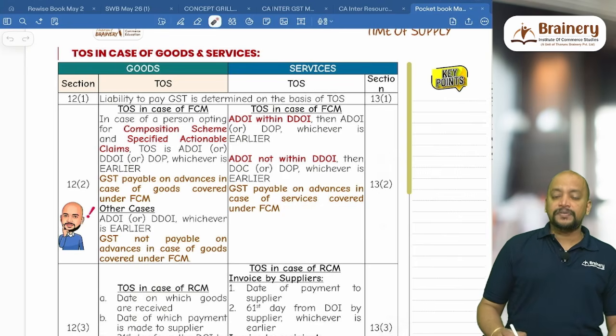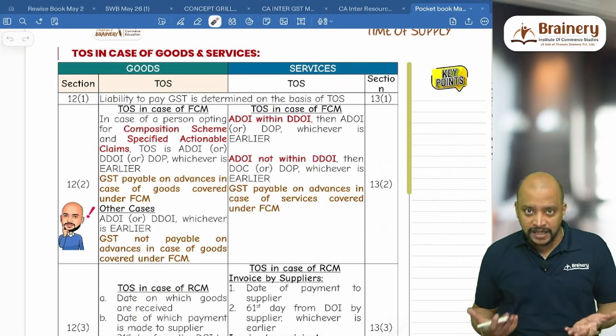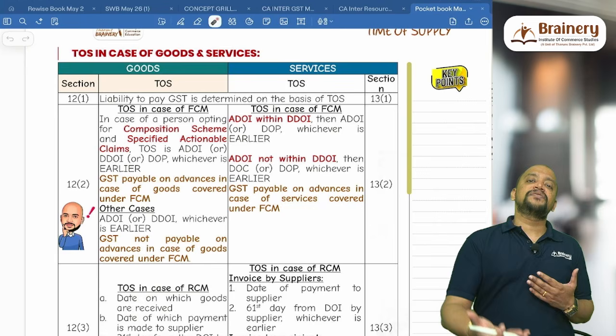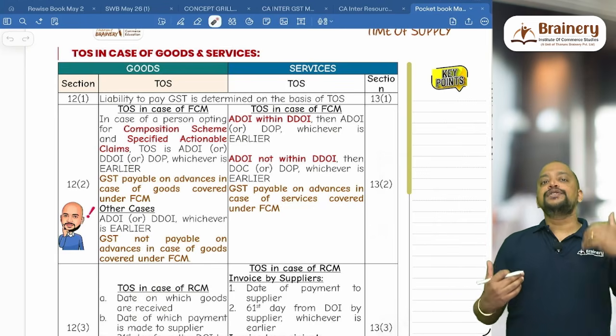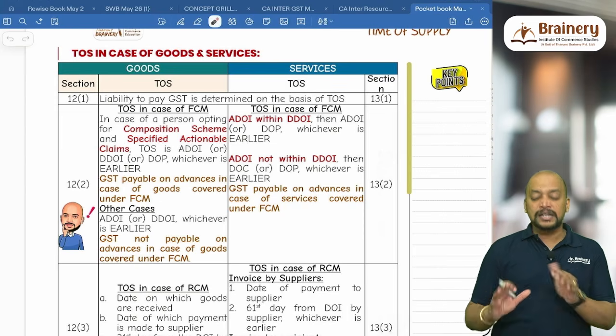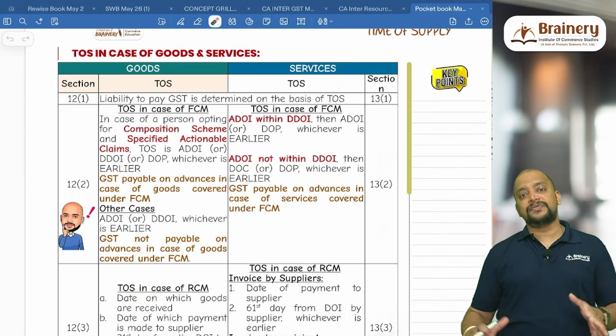So is GST payable on advances? Naturally yes, because the date of payment is one of the dates. Suppose the payment falls earlier, then on the basis of the payment received we need to pay GST. So GST is payable on advances in this case. That is with respect to goods FCM and services FCM.